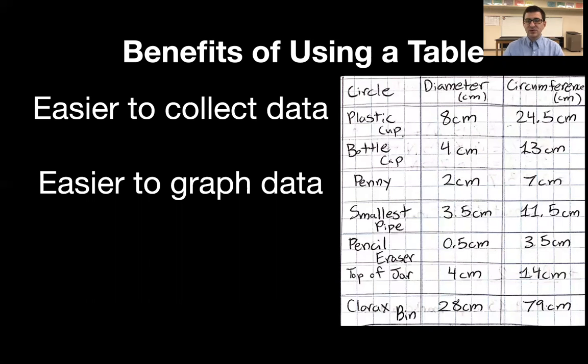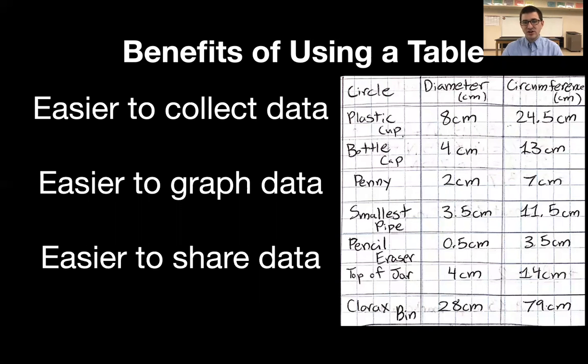It also makes it easier to graph your data because if you go to graph it, then you have your XY data point right there, and you don't have to try to figure out which one is which, and sometimes mix them up. And then last but not least, it makes it easier to share your data because it's a lot easier for someone to look at this data table and know what the group did versus the other collection of data. So those are just three of the reasons why it's beneficial to use a table.